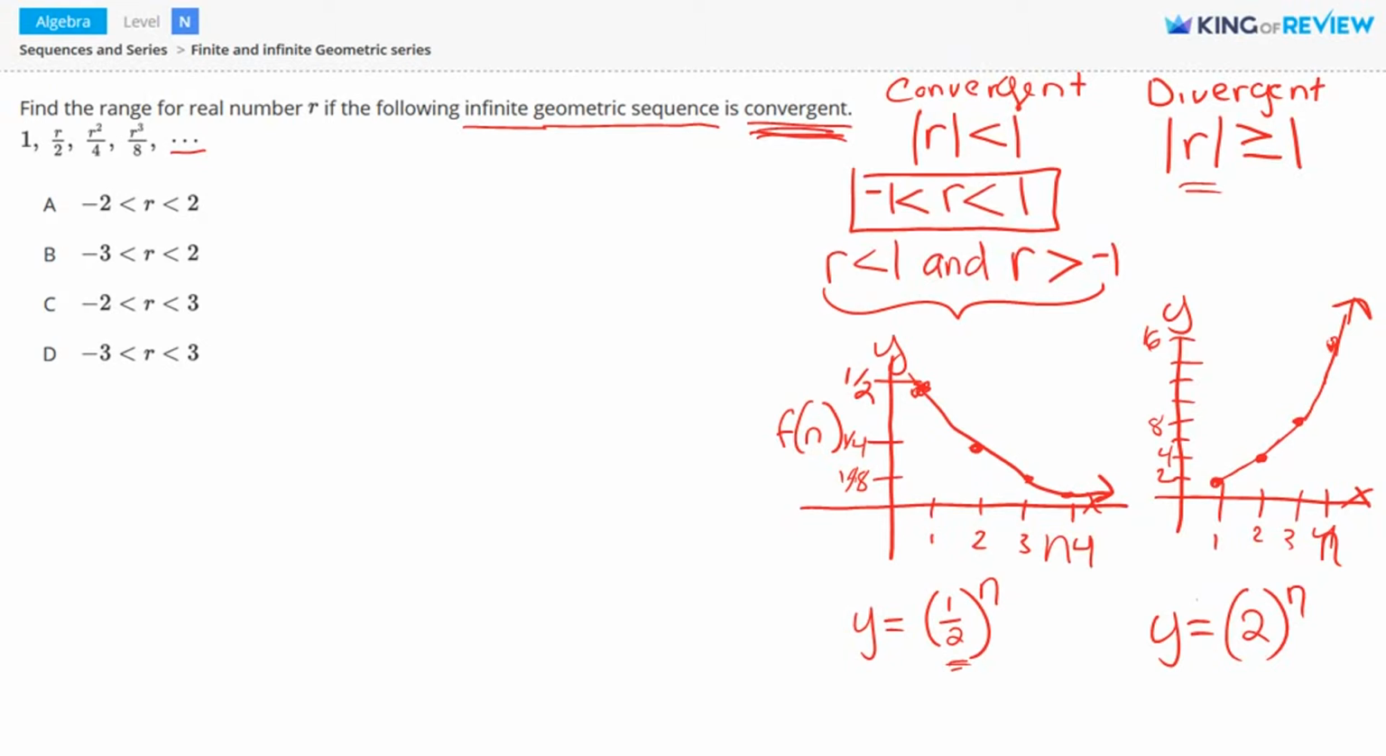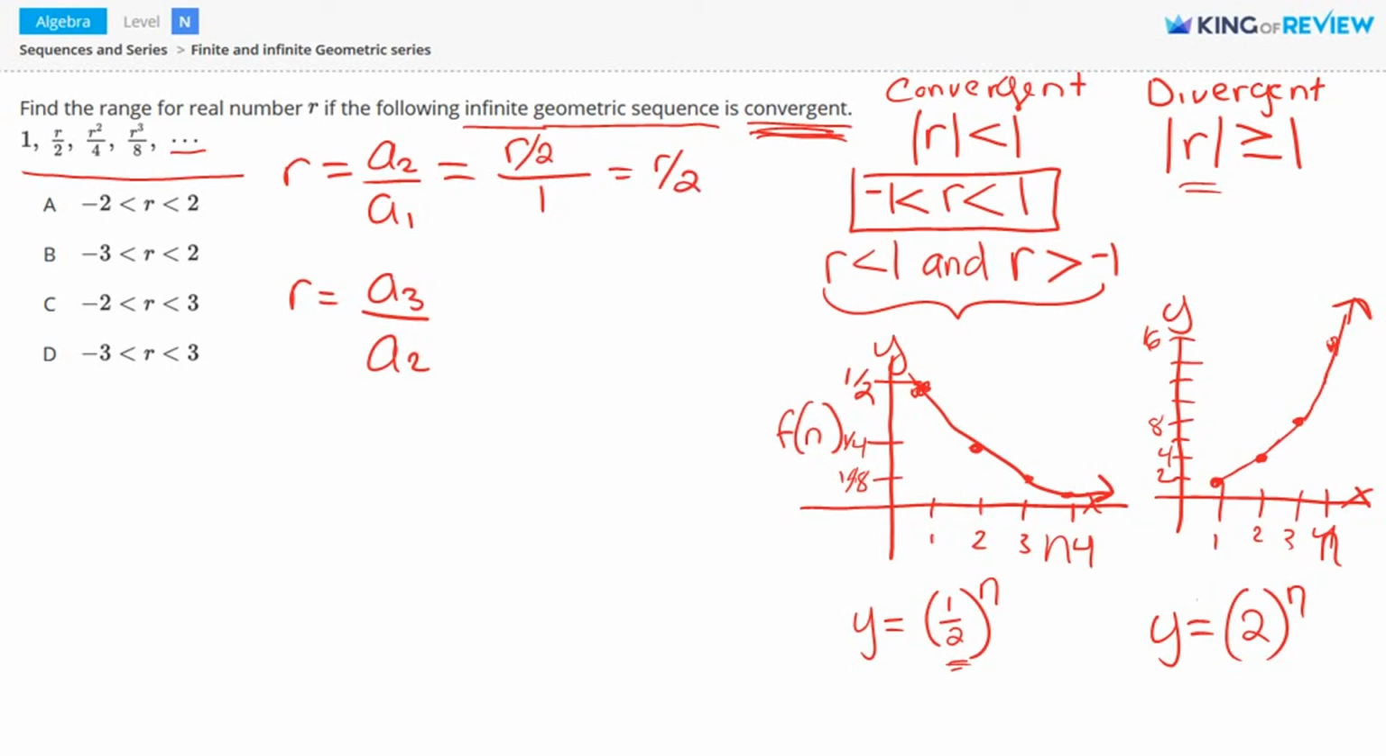So let's go ahead and figure out what r is in this particular series here. We can calculate r as any term over its previous term. So we can do a2 over a1. You can also choose another term. So if we were to choose a3 for the numerator, its previous term would be a2. So a2 over a1 is equal to r over 2 divided by 1, which equals r over 2. So we have a common ratio of r over 2.